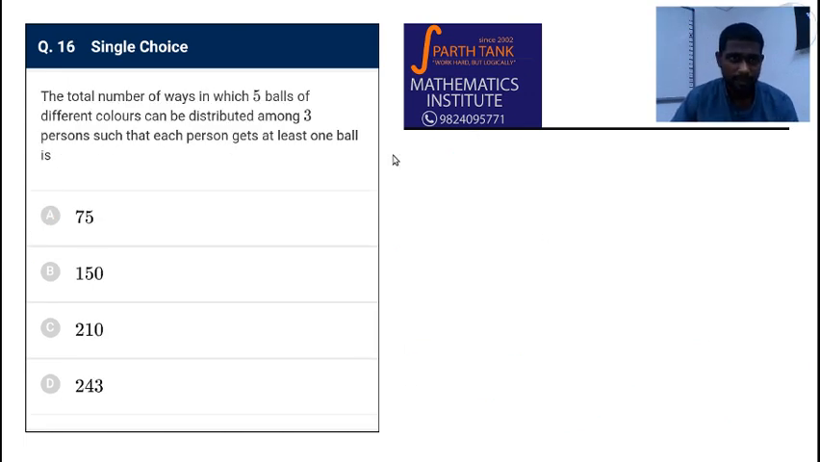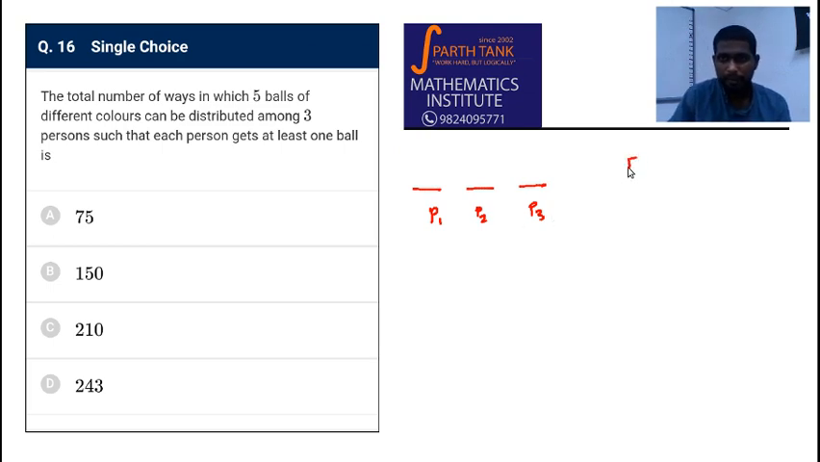Question number 16, a permutations and combinations problem. The total number of ways in which 5 balls of different colors can be distributed among 3 persons such that each person gets at least 1 ball is. Okay, there are 3 persons. Let us say these are the 3 persons, P1, P2 and P3. Now each should get at least 1 ball.